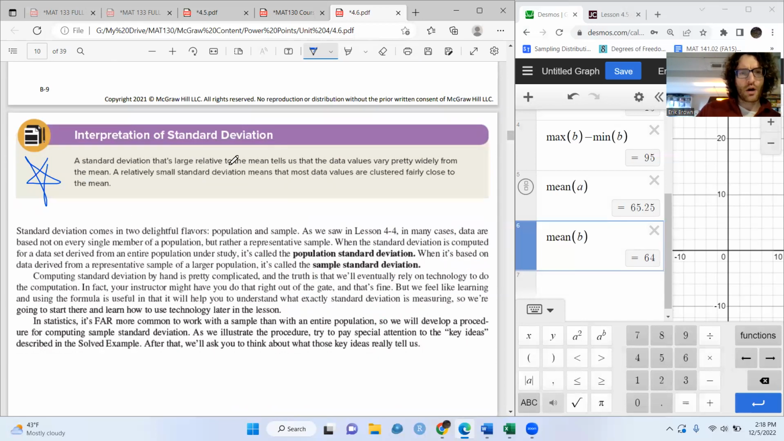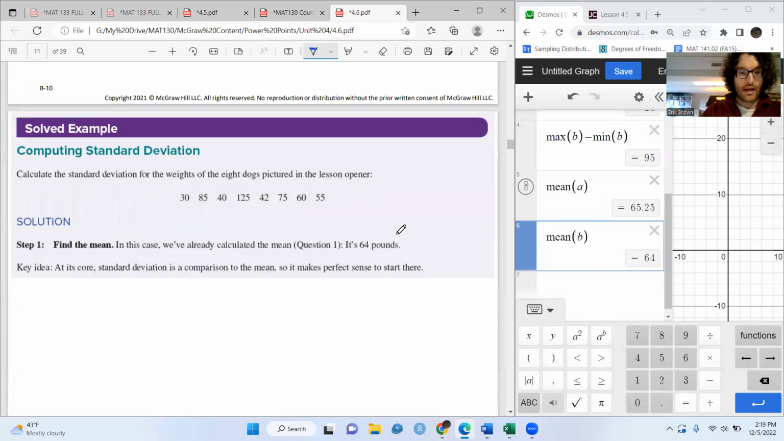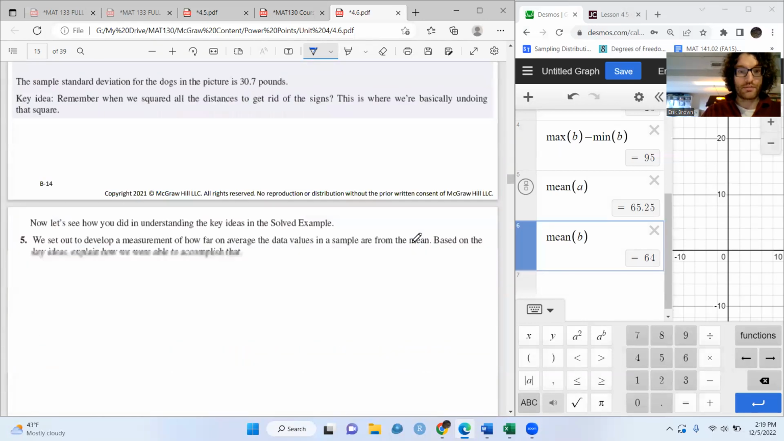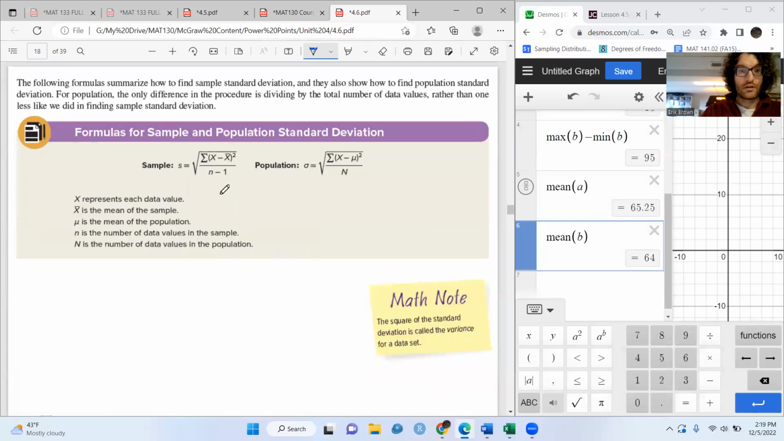A standard deviation that's large relative to the mean tells us that the data values vary pretty widely from the mean, meaning they're quite spread out. If it's relatively small, that means they're all kind of close together. There are two flavors: population standard deviation and sample standard deviation. And they are different numbers because they are different calculations. So we use S for sample standard deviation, and we use sigma for population standard deviation. That's a little Greek symbol.